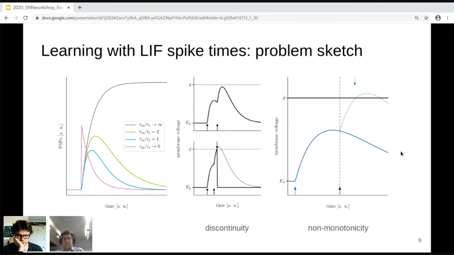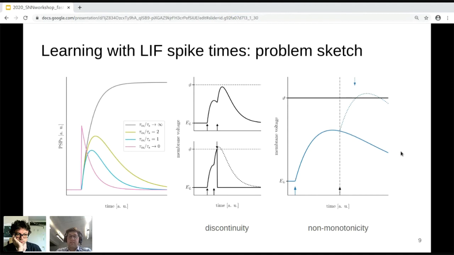In the center column, you see a discontinuity introduced by these PSPs. You see the membrane voltage of a neuron that receives input by input spikes. Those are the upward arrows below. And if there's an output spike, you see it on the top as a downward arrow.